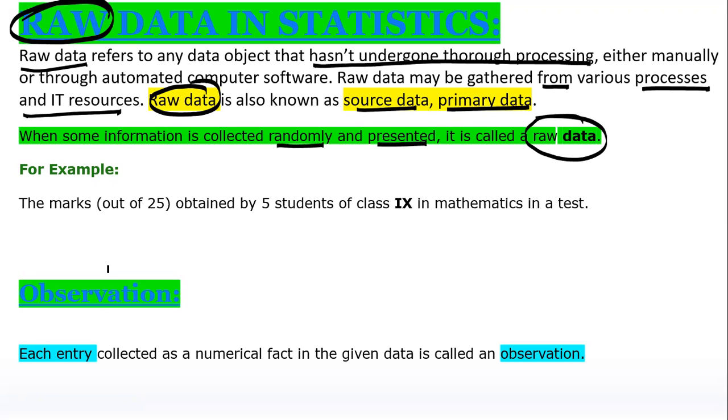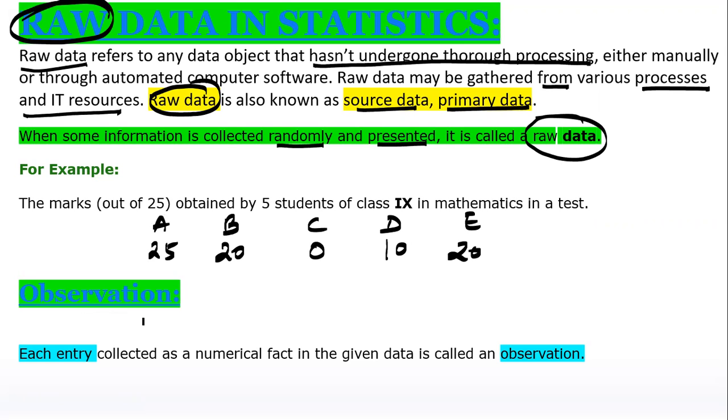For example, marks obtained by 5 students out of 25 of class 9th in mathematics in a test. Suppose there are 5 students, their names are, for example, A, B, C, D, and E. Marks obtained by the 5 students, suppose a student has scored 25 marks out of 25, 20 marks, 0, 10, and 20. So this is raw data.